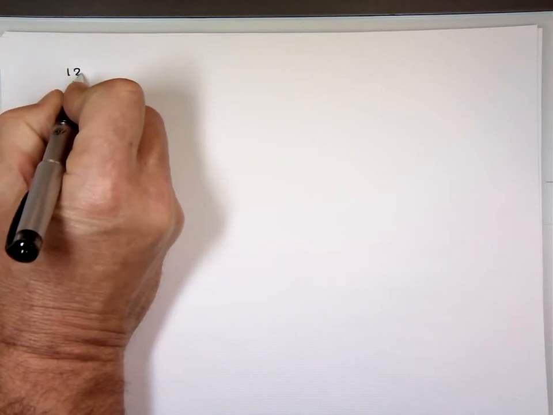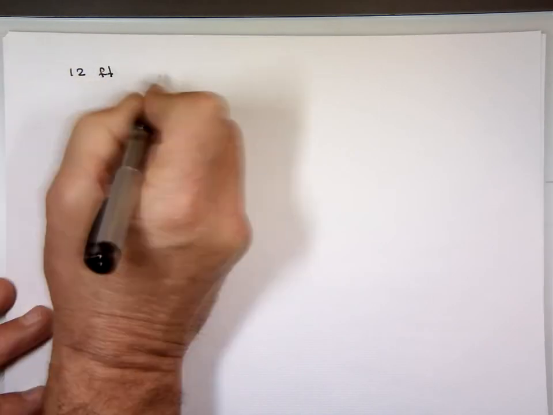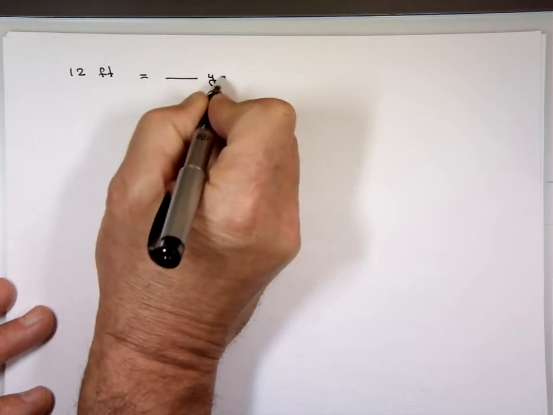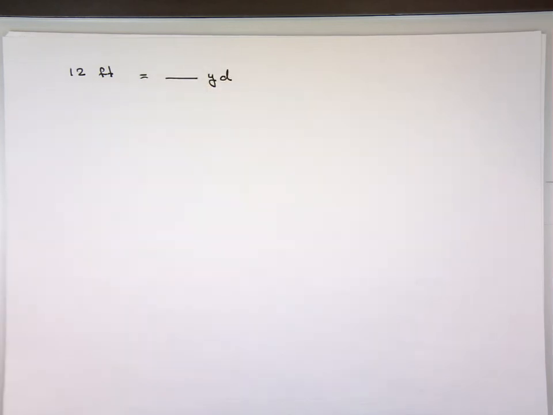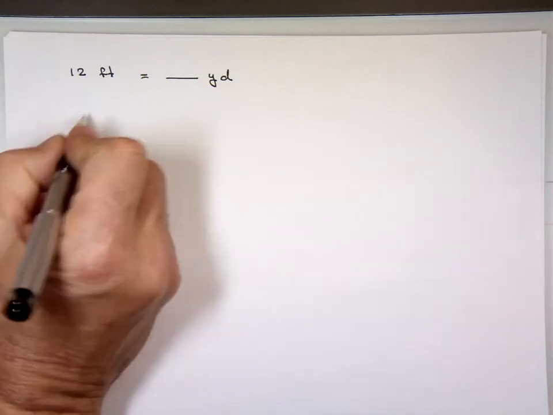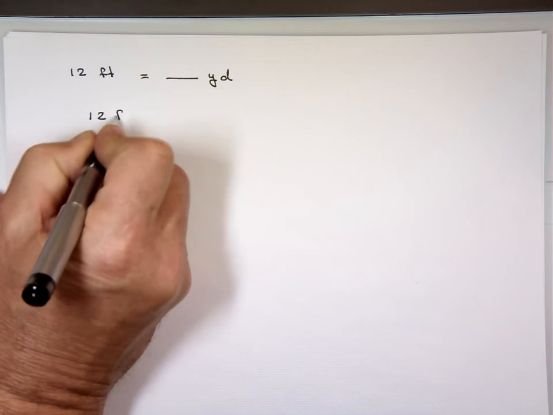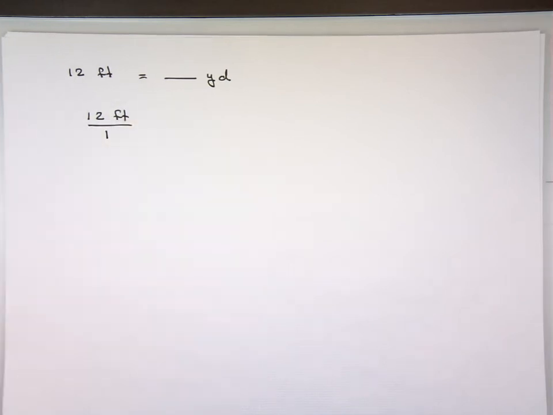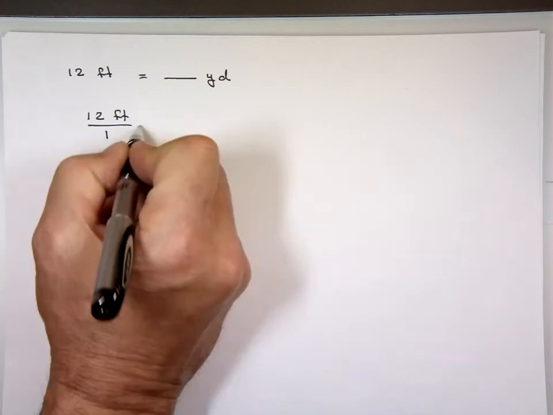So this is what I do with them. Just a quick example, if I have 12 feet and I want to convert that to yards. Here's how I do them. I make that a fraction. 12 feet, I make it over 1. And I'm always going to multiply. There is no division with my method. It's always multiplications.